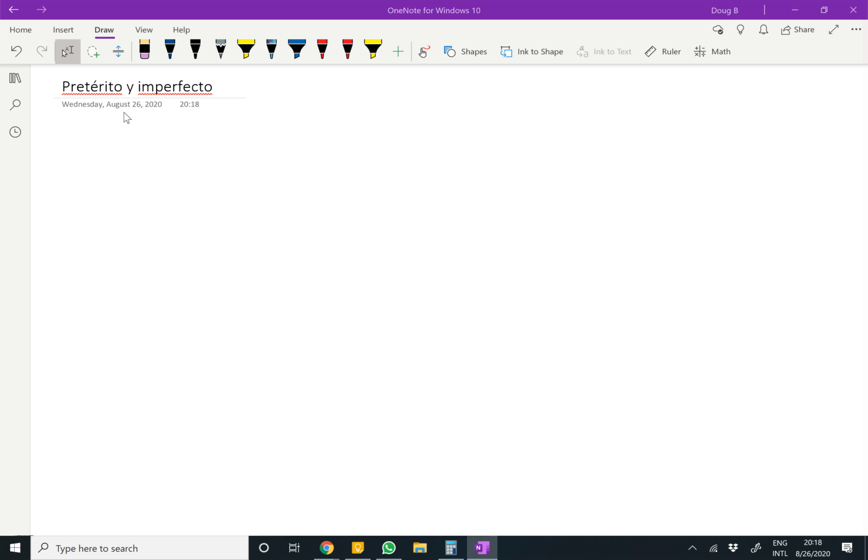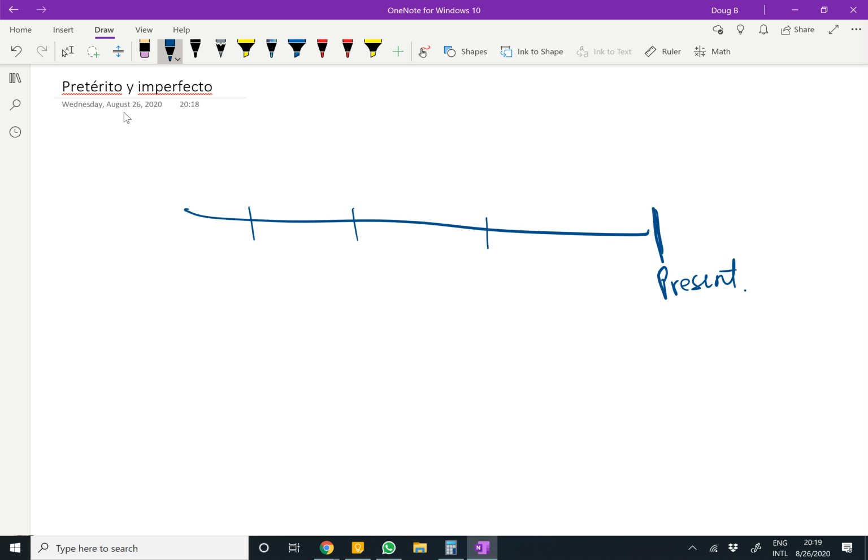So both of these are the past tense, right? So let's look at the past. We'll have a timeline, and here's our present, right? So if you're trying to determine what's what, think of the pretérito as points on a timeline, right? Like last Wednesday, 3 months ago, last year, etc., right? Specific points on a timeline. When we're talking about the imperfecto, think of periods of time in the past or indefinite time periods.